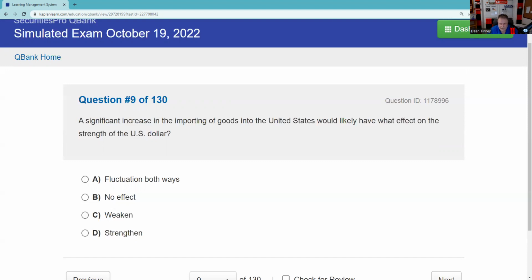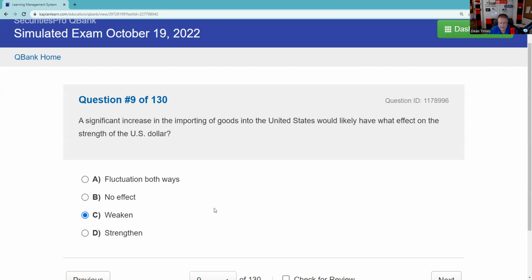So I'm buying more tequila, right? Would have what effect on the strength of US dollar? So if all these dollars are now leaving the US and going overseas, there's going to be more of them. If there are more of them, more supply of these dollars overseas, we would expect the dollar to weaken.